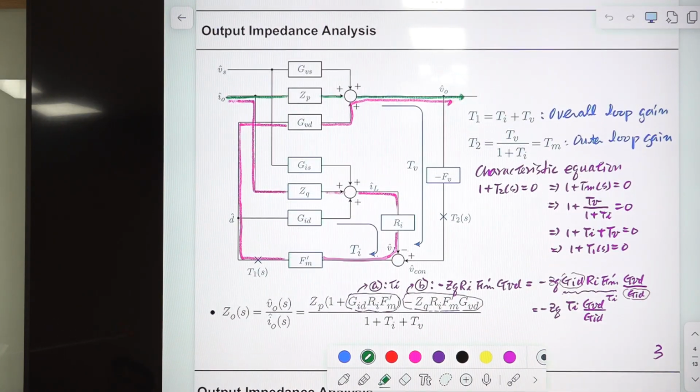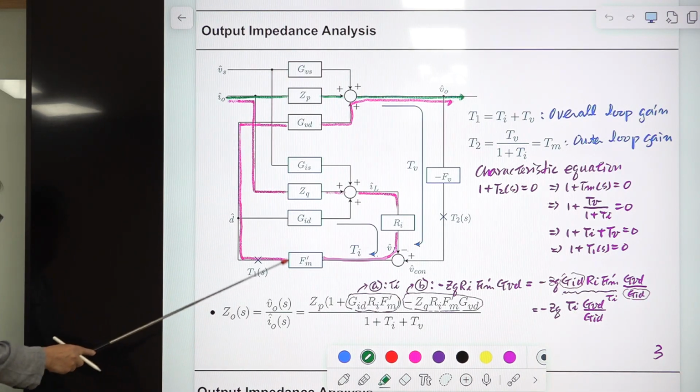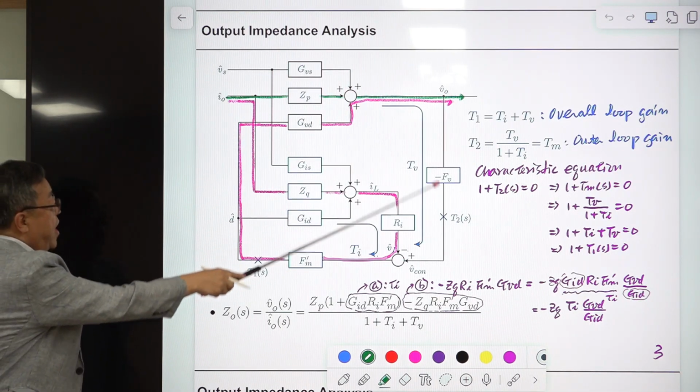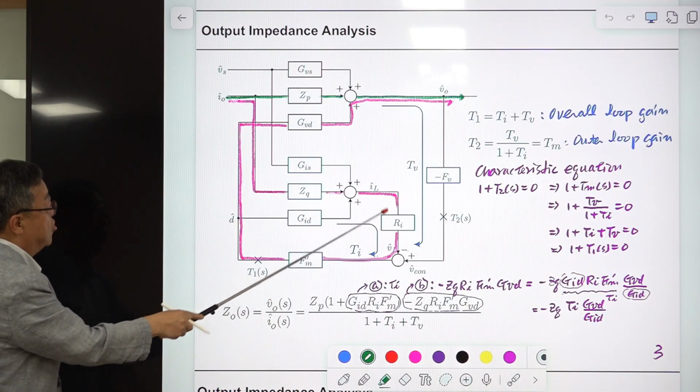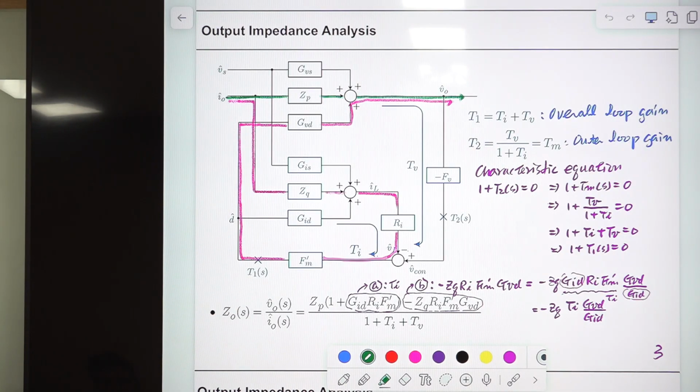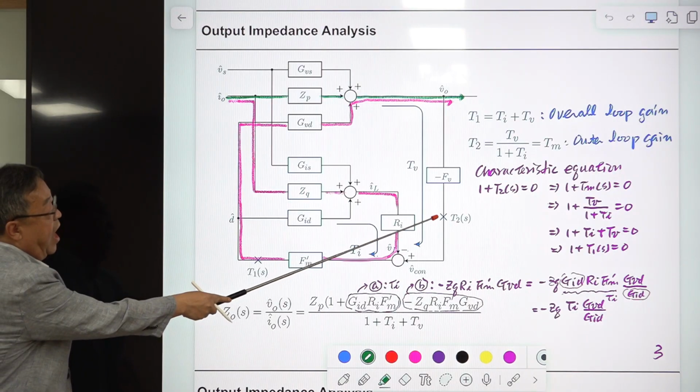And this is the output impedance analysis. This is the small signal block diagram of current mode controlled PWM converter. So we know this, right? This is for the voltage feedback, and this is for the current feedback. Okay. So we defined the Tm here.